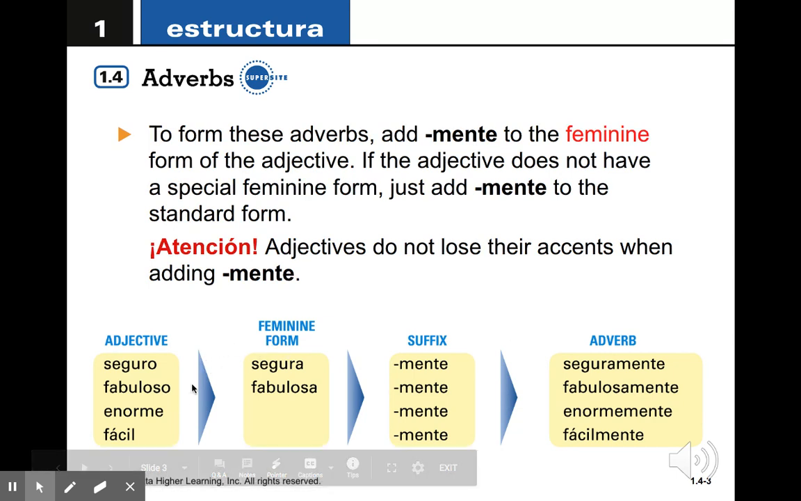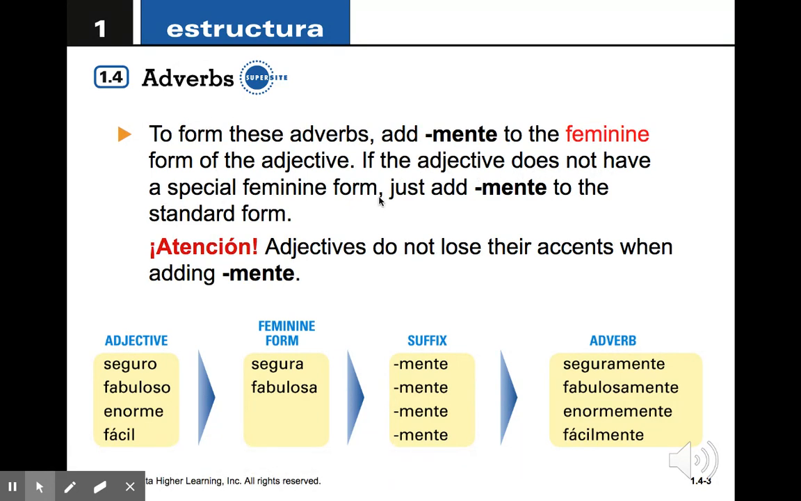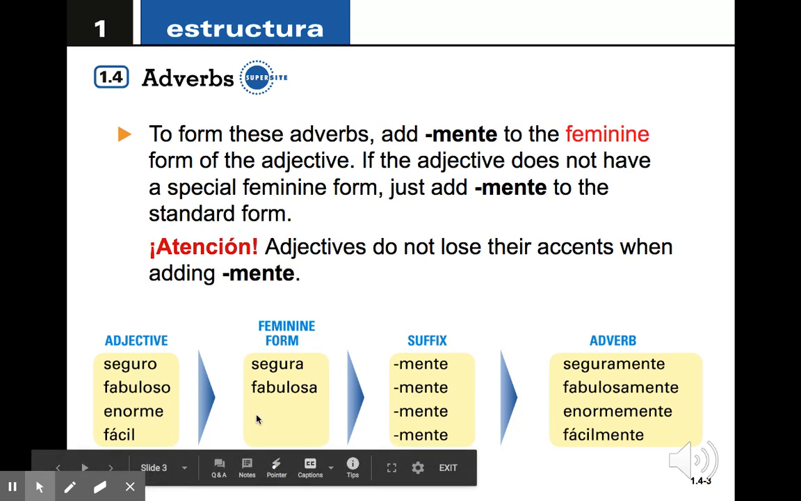Now, what happens if an adjective does not end in an O? For example, enorme, enormous. If the adjective does not have a special feminine form, you just add the mente to the regular ending. So enorme, enormous, enormemente, enormously. Notice how we didn't have to change anything at the end like we did for segura, fabulosa. We just need to add the mente to the end, enormously.